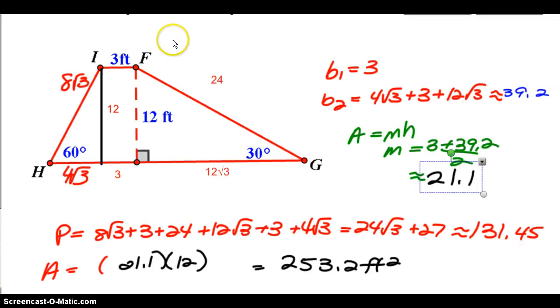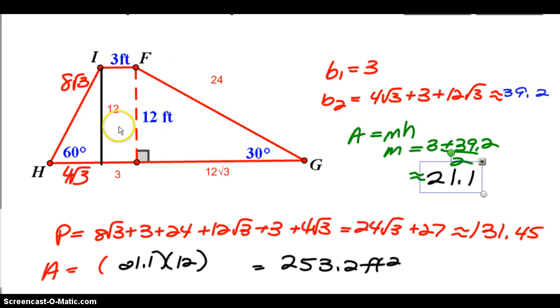Okay, we need to find the area and the perimeter of this trapezoid. In order to work with the area, we need to have the median times the height, which means we need to find the bases. In order to have the perimeter, we need to find all four sides. So we can start with our short leg, which is 12 feet. We take our short leg and we multiply it by √3 to get our long leg. We take our short leg and we double it to get our hypotenuse.